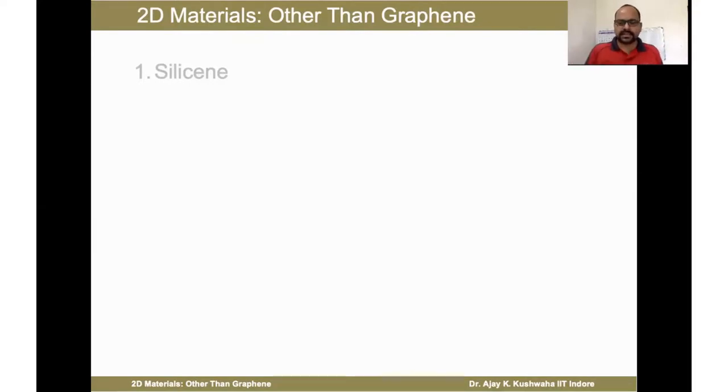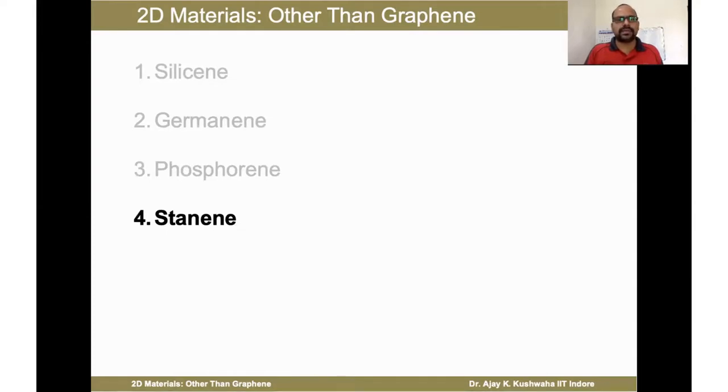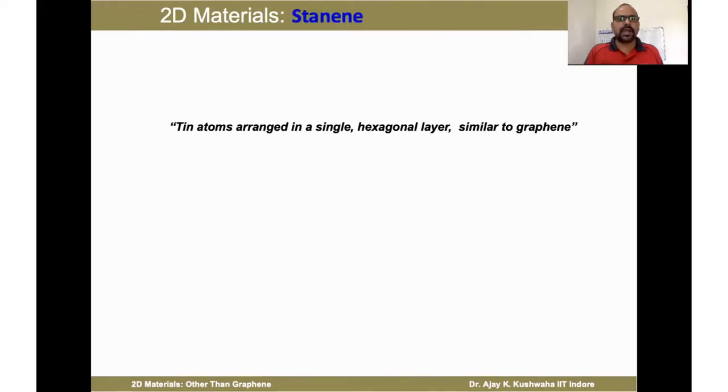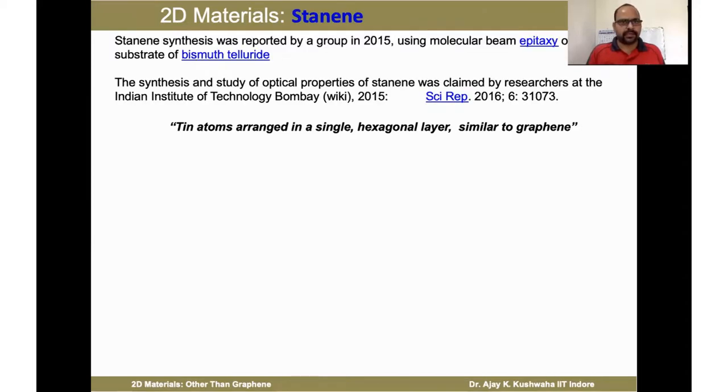phosphorene. The next material is here, that is stanene. So basically stanene is again the two-dimensional layer structure of tin. So how we can define is if we arrange the tin atoms in a single hexagonal layer, similar to graphene, then we can call this the stanene. So these are the two studies reported at the very beginning.